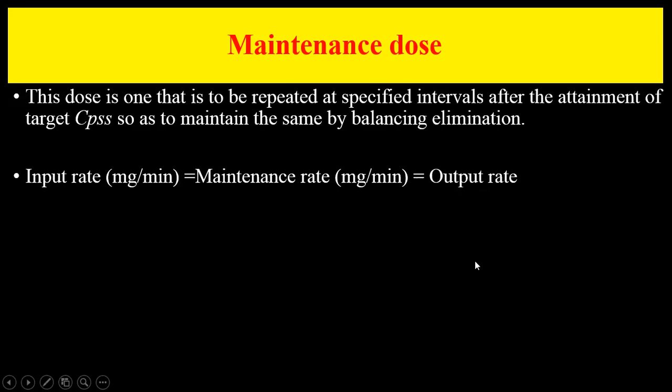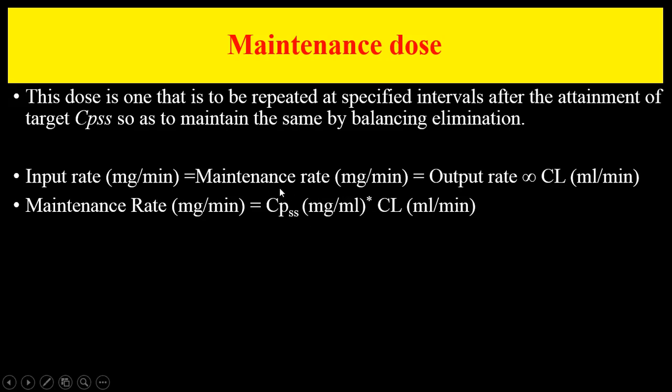The maintenance rate or the input rate should be equal to the output rate. Now you tell me, what is the factor on which the output rate depends? What is the thing responsible for the output? What is causing the drug to leave the body? It is clearance, no? So it is directly proportional to the clearance.